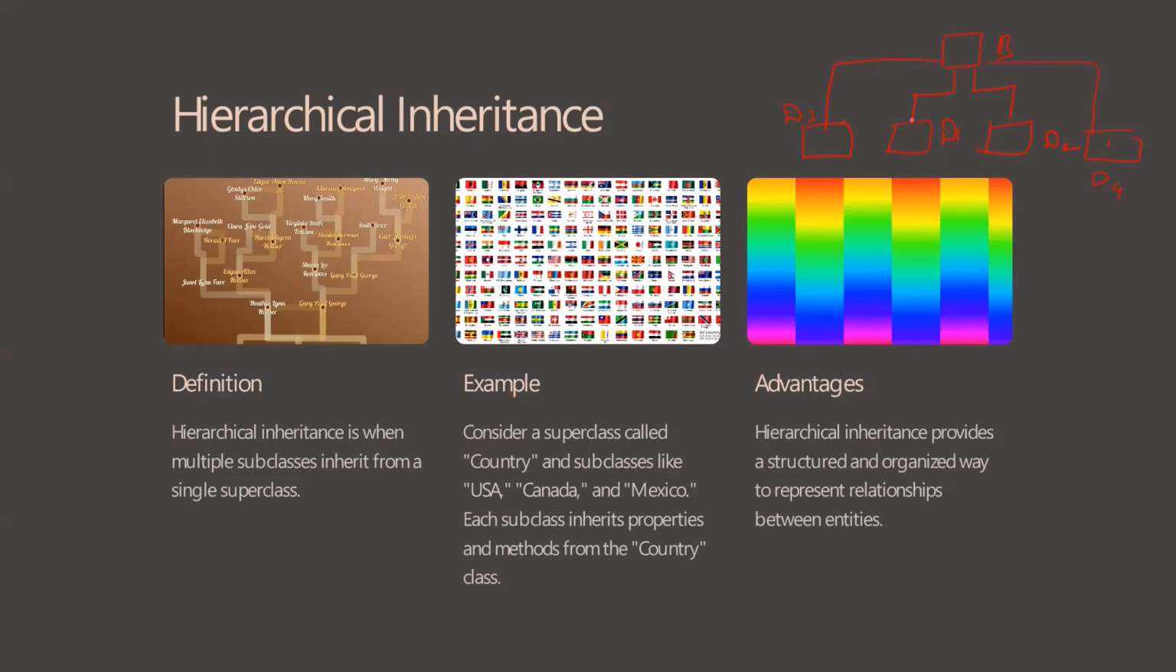An object created for this derived class will access the properties of both classes, base and derived. An object created for derived 2 will access the properties of derived 2 and the base class. And an object created for D4 is going to access the properties of D4 and also the base class. Same thing. So hierarchical inheritance is when multiple subclasses inherit from a single superclass. Multiple subclasses are derived from this single superclass. So this is your hierarchical inheritance.